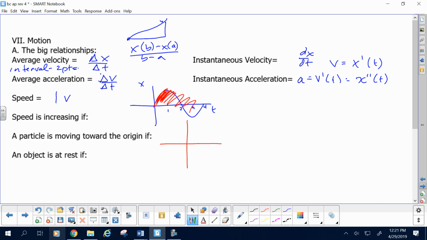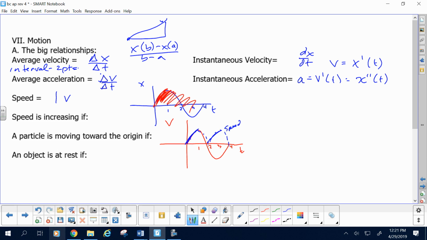I think this is what I meant to say. If I said this is the velocity graph, sorry, and I said where is speed increasing, then you could get there really quickly by just doing a little doodle of speed. If that's velocity, what does speed look like? Like that, yeah?